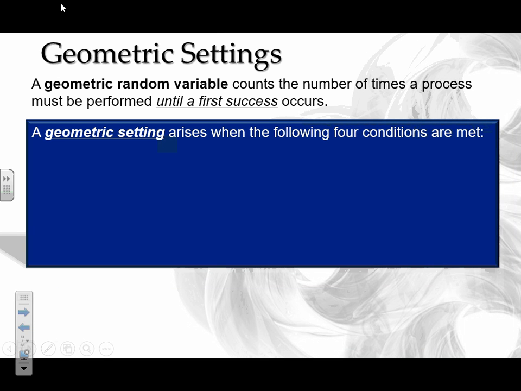So, a geometric setting, just like yesterday we talked about, how do I determine if I have a binomial setting? Same thing here. Geometric settings have 4 conditions that must be met. The first one is the exact same as the binomial. There can only be 2 outcomes. So geometric and binomial use the same idea that either you succeed or you don't. So there can only be 2 outcomes possible in your scenario.